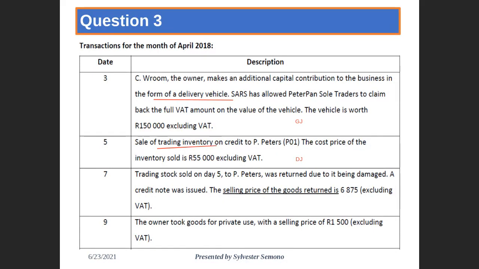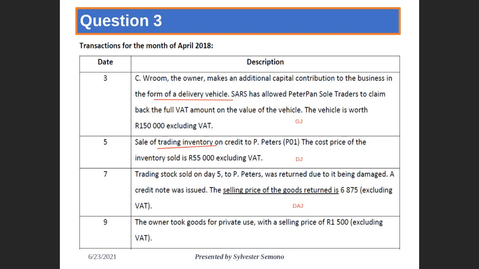I agree, guys. DAJ. This is very important, guys. Remember, these are the returns by the debtors. So if a debtor returns goods to us, it's going to be what? DAJ. Perfect. Thank you so much. Let's go to the 9th.